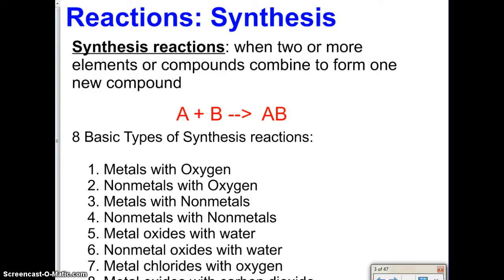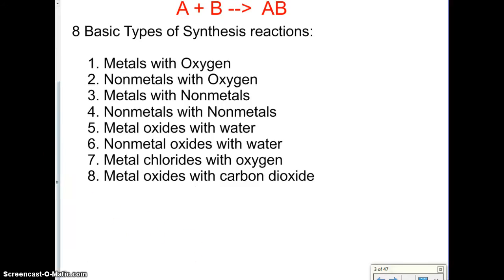Now, I make it a little bit more complicated than it needs to be, but it does not need to be complicated. The 8 basic types of synthesis reactions, in all honesty, a metal combining with oxygen is the same thing as a metal combining with a non-metal. A non-metal combining with oxygen is the same thing as a non-metal combining with a non-metal. We really don't need to have these separations, but we do just to kind of give us that idea. So 1 through 4 really aren't too bad. 5 through 8 require a little bit of memorization in terms of the products that are formed, but again, not too bad. So let's take a look at these.